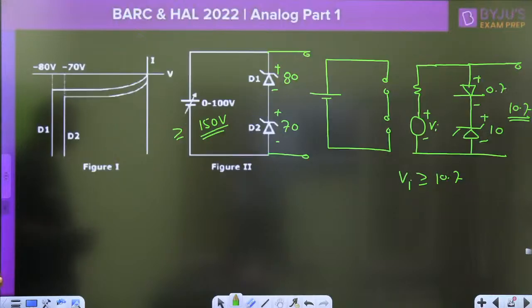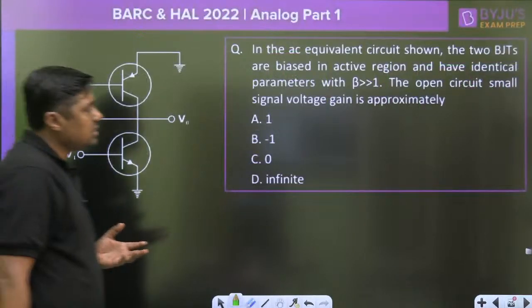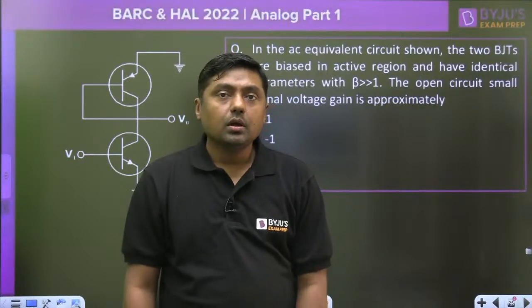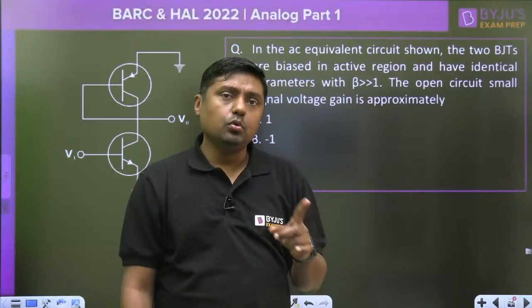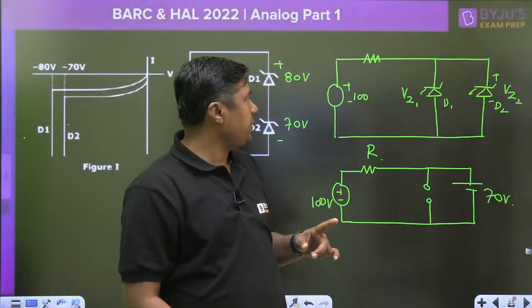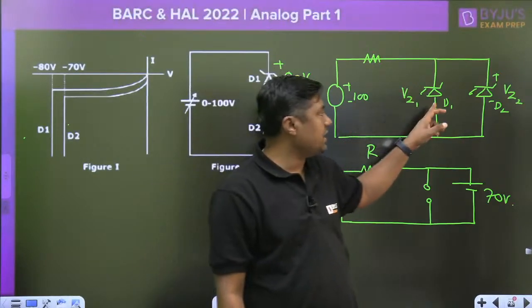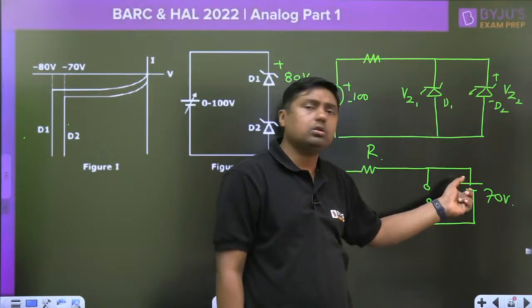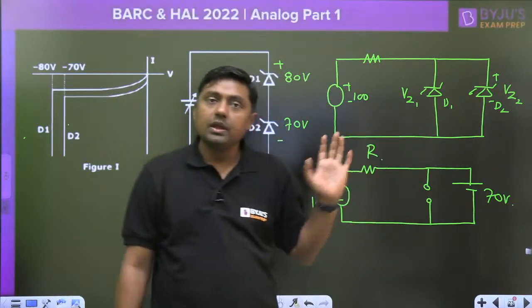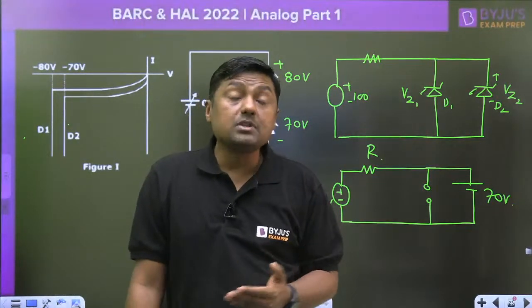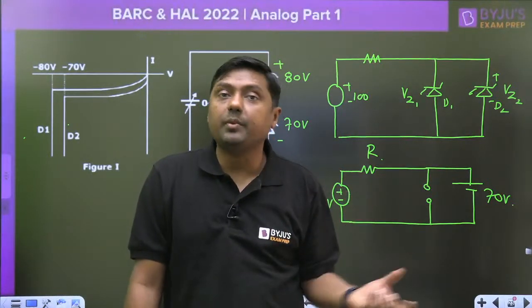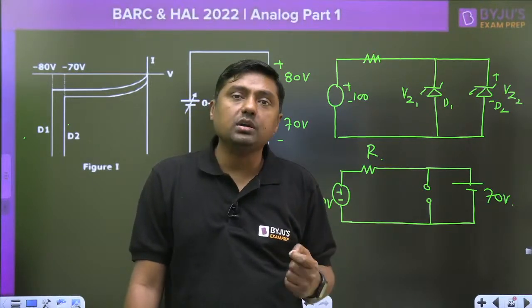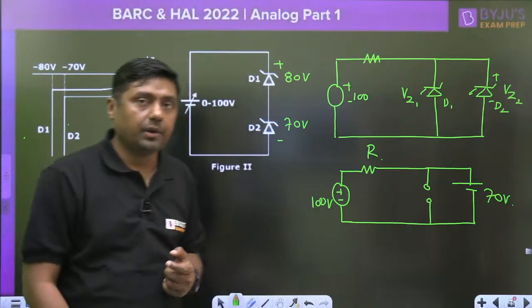What is the answer for this question? This is a very, very simple question. So, in parallel, the lower one will break down. Always in parallel. This 70 will break down, 80 will not break down. Once it breaks down, the voltage will become constant. In parallel, it is possible. For example, sometimes we connect a germanium diode and a silicon diode in parallel.